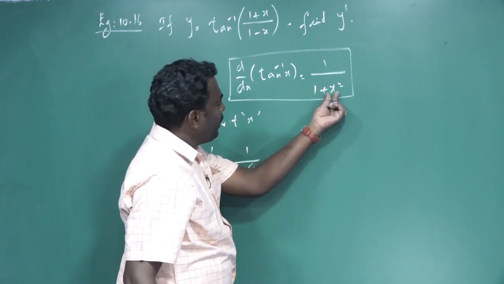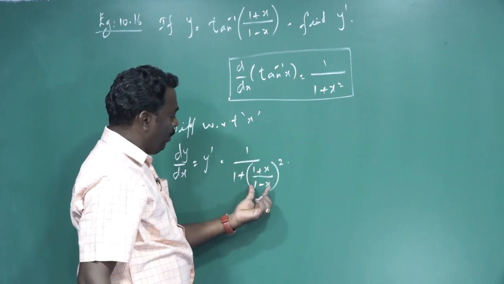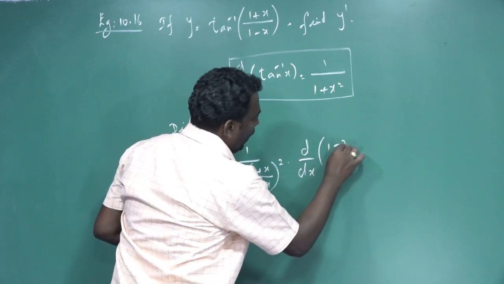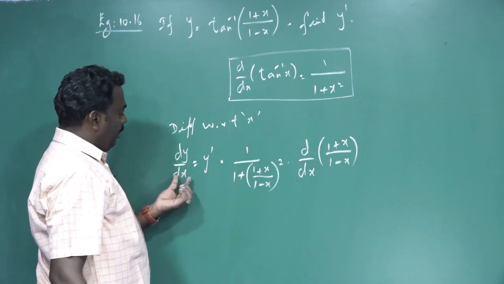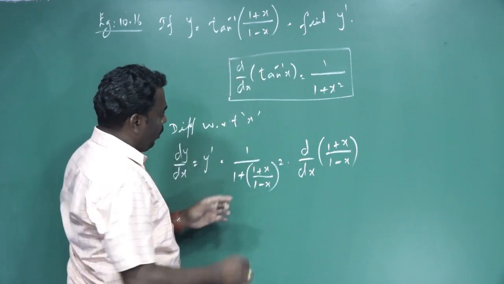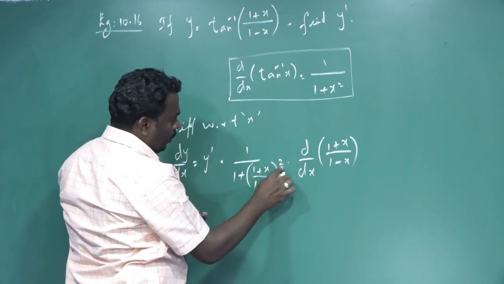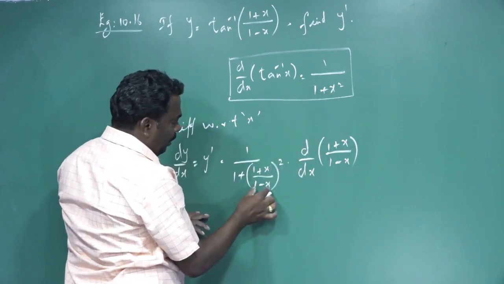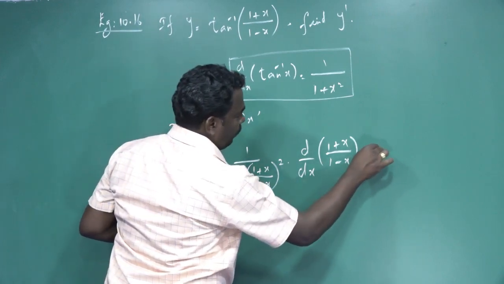And here the differentiation of x becomes 1, that is no need, right? But here the x term is (1 plus x) by (1 minus x). Again we want to differentiate d by dx of (1 plus x) by (1 minus x). Here dy by dx, that is y dash, of tan inverse of (1 plus x) by (1 minus x) is equal to 1 by 1 plus ((1 plus x) by (1 minus x)) whole square. But instead of x, we have the term (1 plus x) by (1 minus x). Again we want to differentiate, that is the important one.